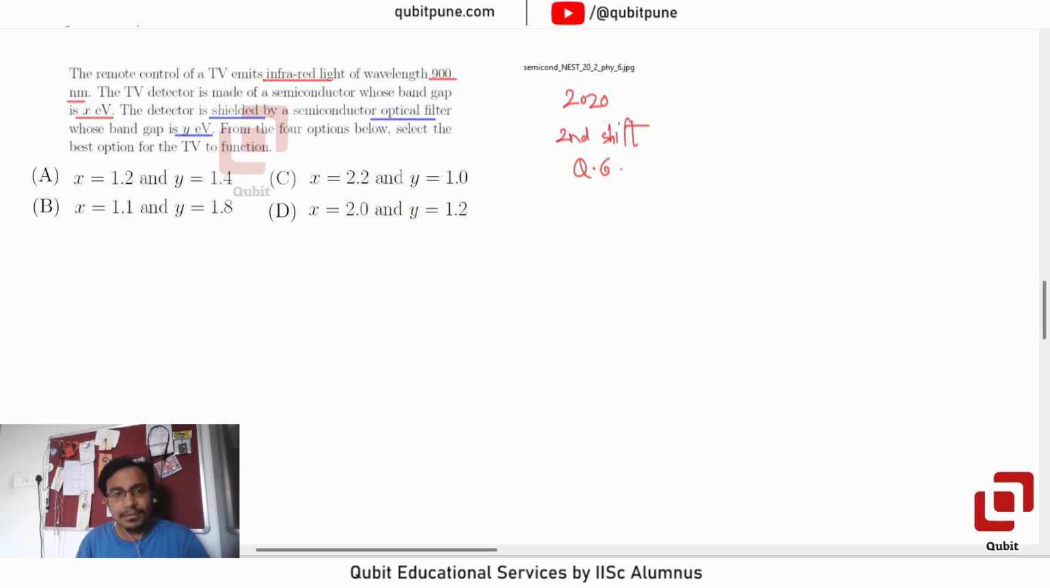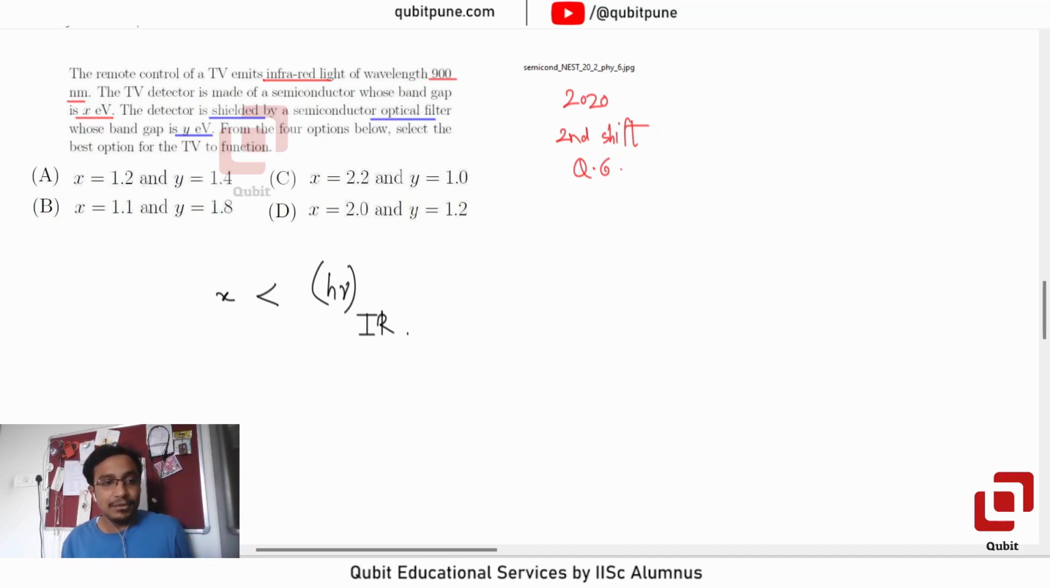Now the first thing that you must understand is, for the TV to detect the signal from the remote control, the band gap X in electron volts should be less than the energy that the photon gives. Raise your hands if you understand this. Only then it is able to excite and convey the signal, to change the channel or to increase or decrease the volume or to turn it off.